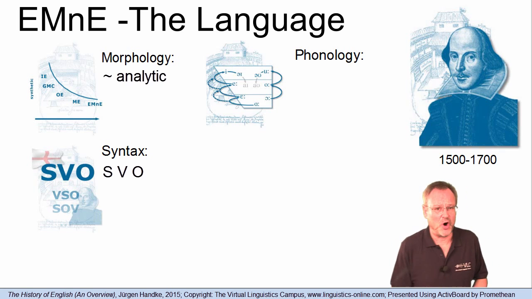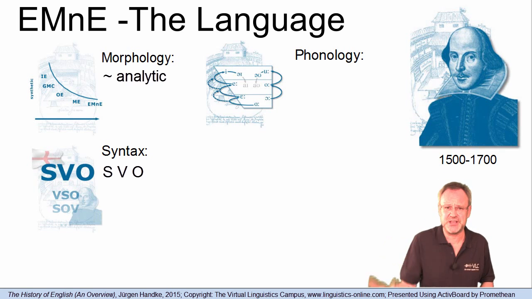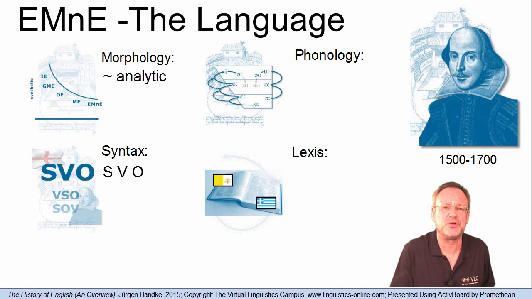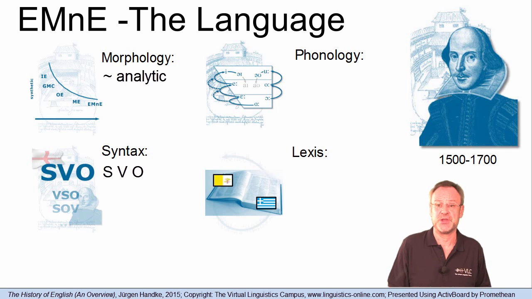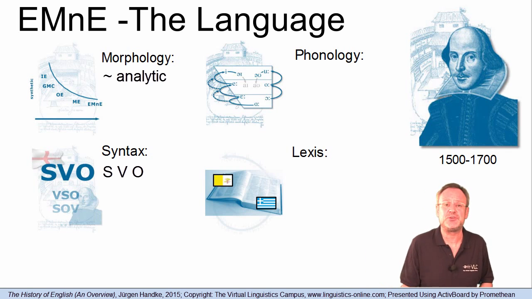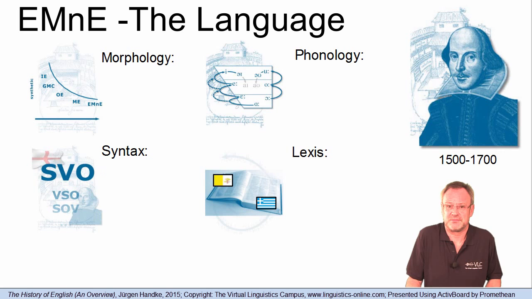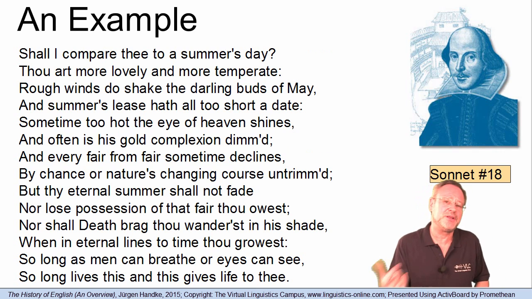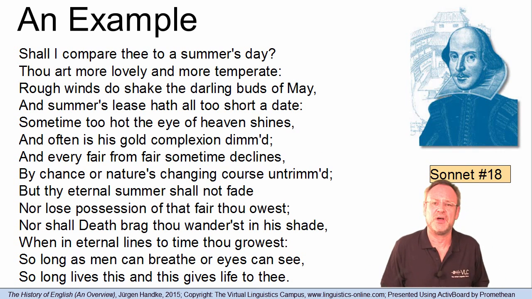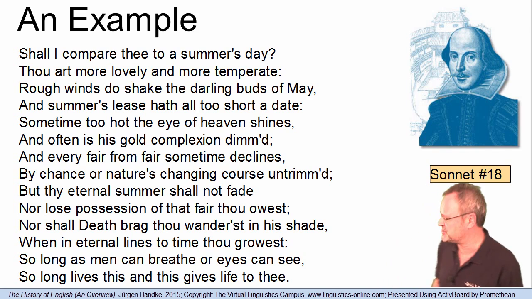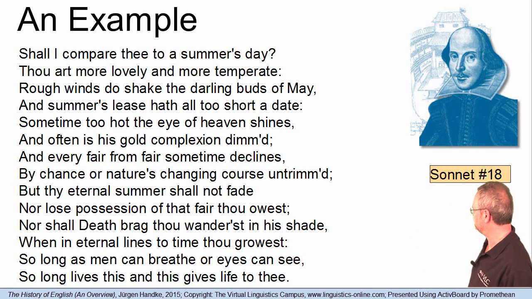The revival of classical scholarship during the Renaissance brought Latin and Greek loanwords into the language. Scientific writers were often in need of new words and thus borrowed in abundance from these languages. Not all of these borrowings, though, survived. Anyway, let us illustrate early modern English using an example from Shakespeare's set of sonnets. Here is sonnet number 18.